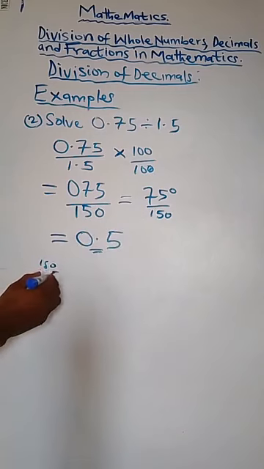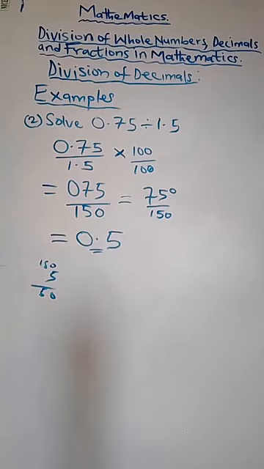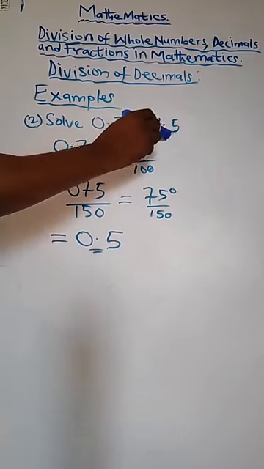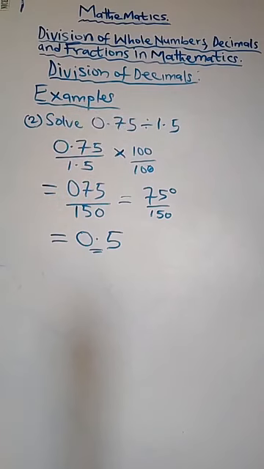150 times 5. 5 times 0, 0. 5 times 5, 25. 5 times 1, 5. That is 750. So far, so good. Using 1.5 to divide 0.75, we have 0.5. That is the simple way to approach this kind of division when you have a decimal to divide another decimal.